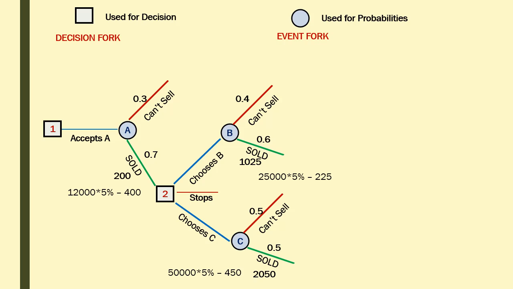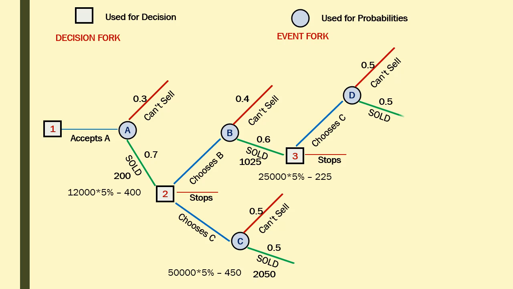Let us go for the third decision. Here the agent, after selling property B, has 2 choices. One is to stop selling, and the other is to sell property C. If he sells property C, he has a 50% chance. If he succeeds, he will get a profit of 50 rupees. The calculation is shown.